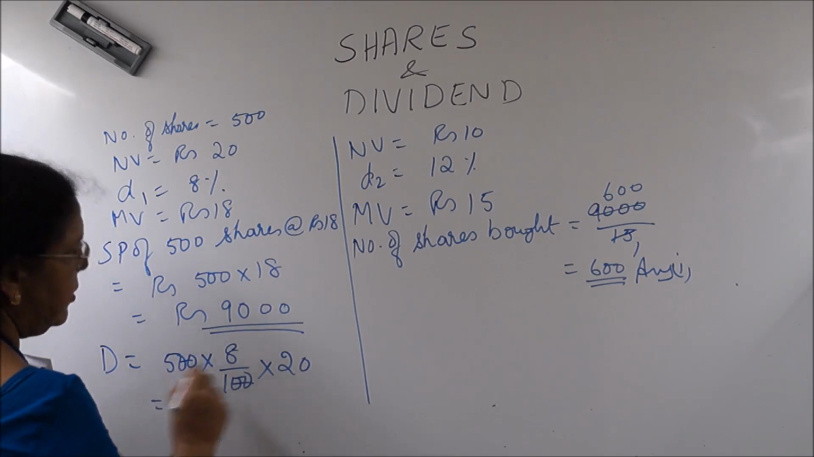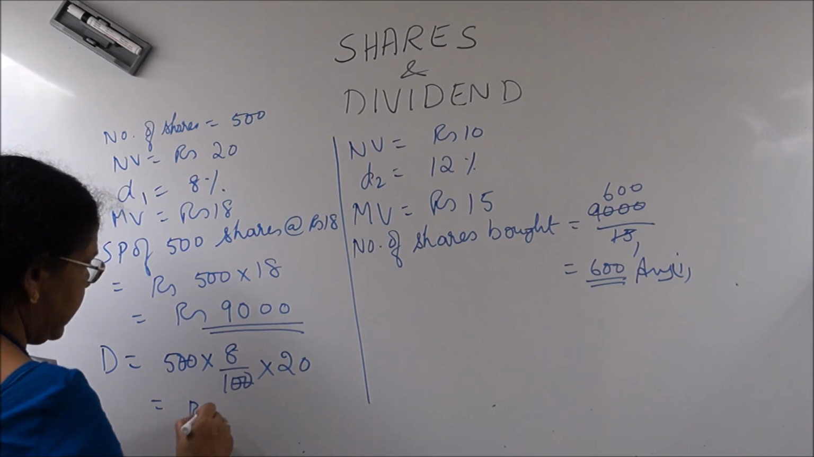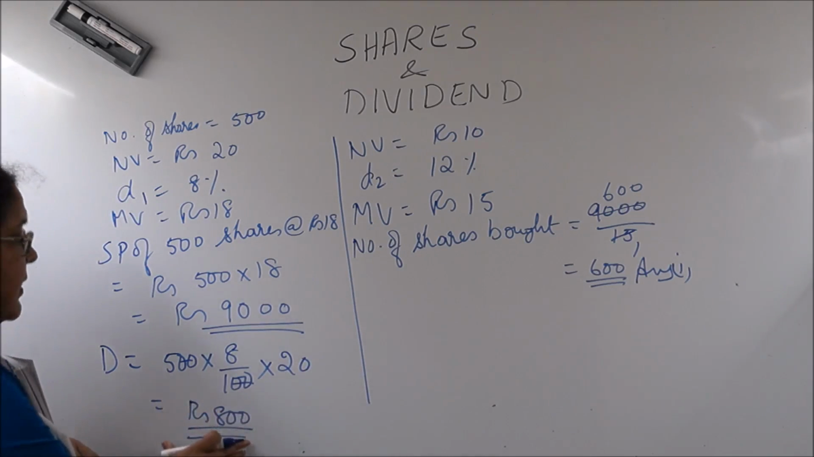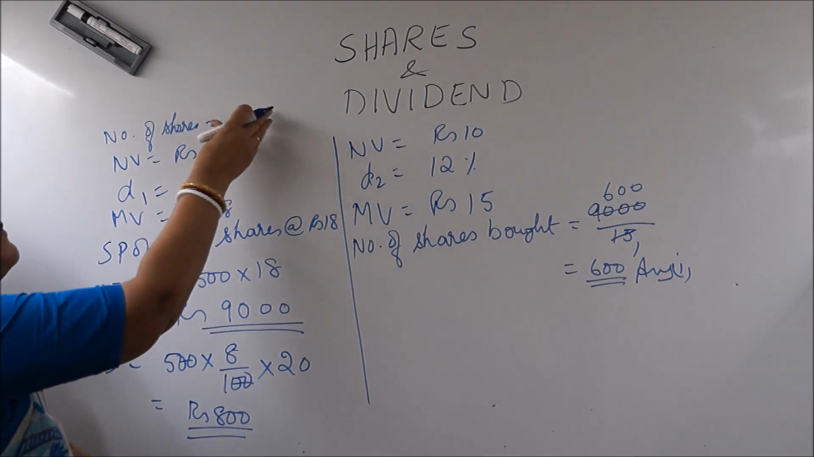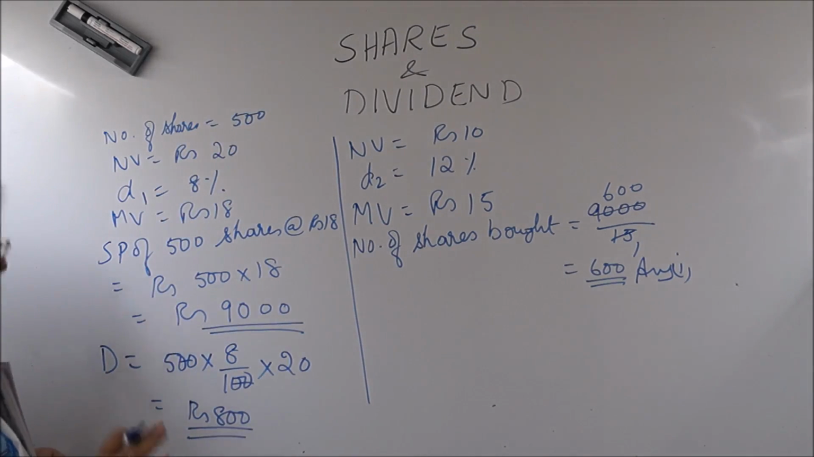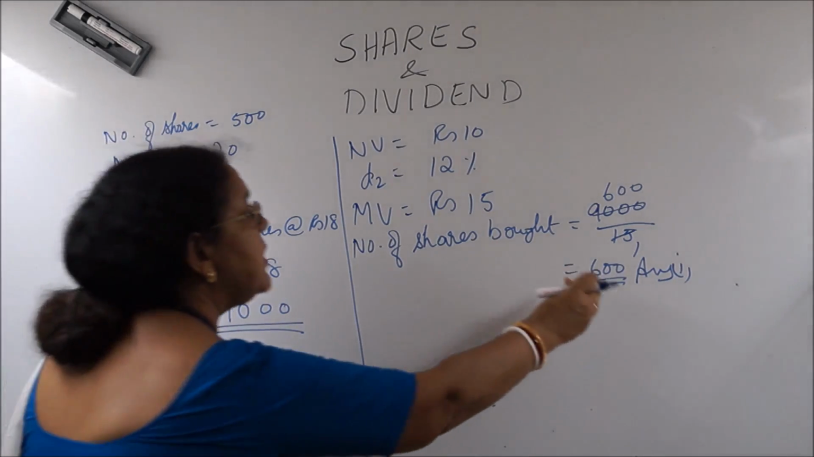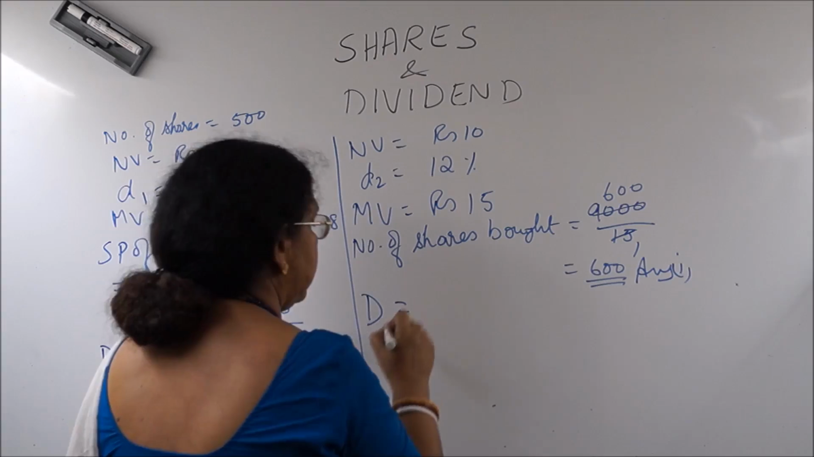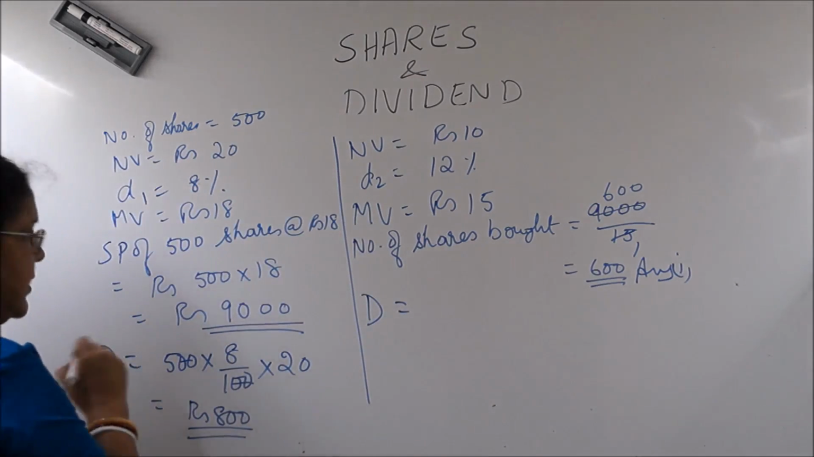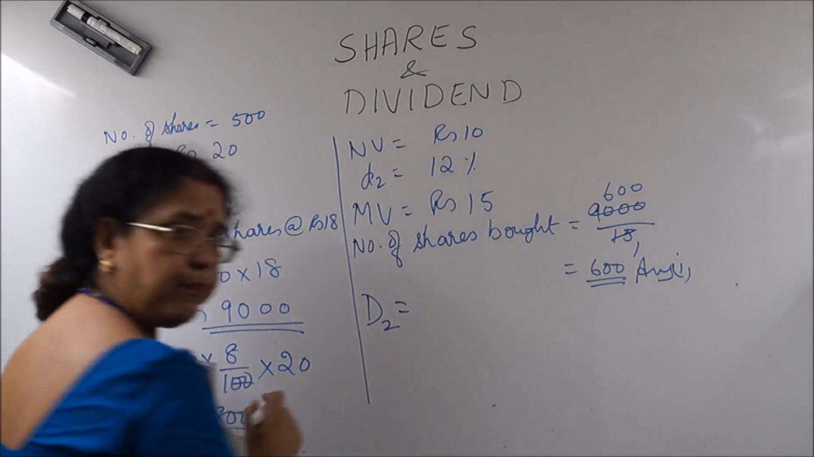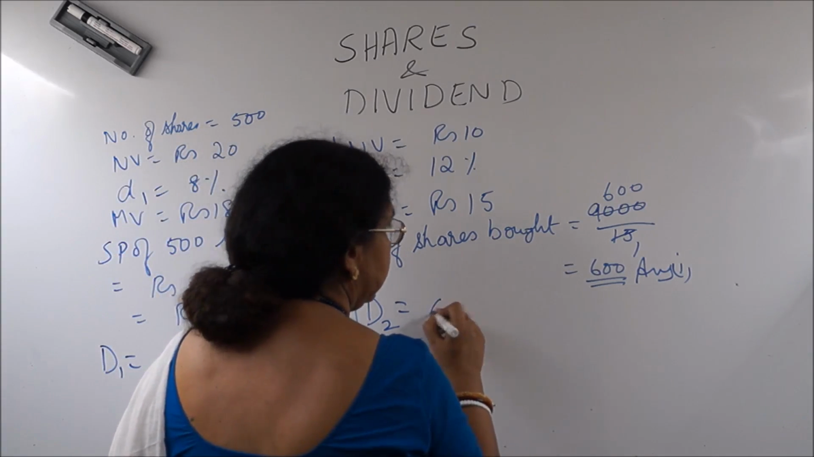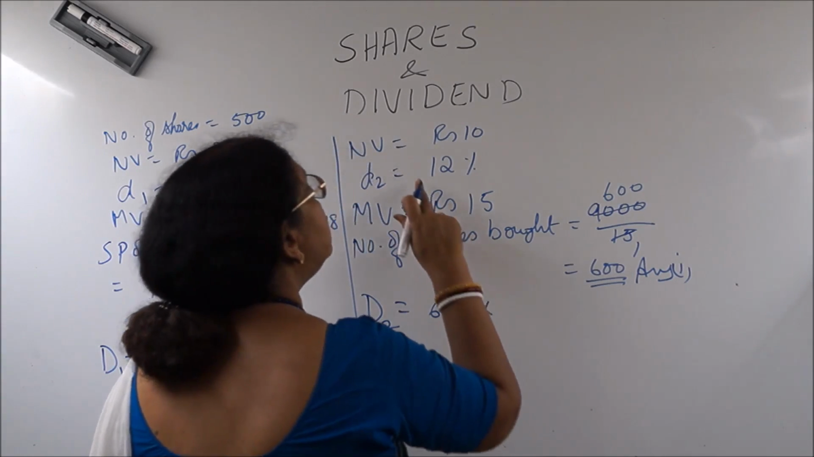So that is equal to 520 is rupees 800. This is the annual income he would have received if he would have retained these shares. Now what is the annual income from these 600 shares in the second company? Let us call this dividend D1, this as D2. From the second company the dividend he earns is number of shares, that is 600 into D percent.